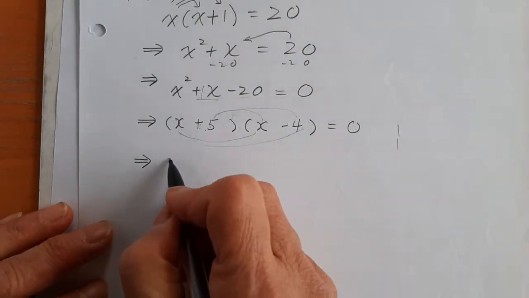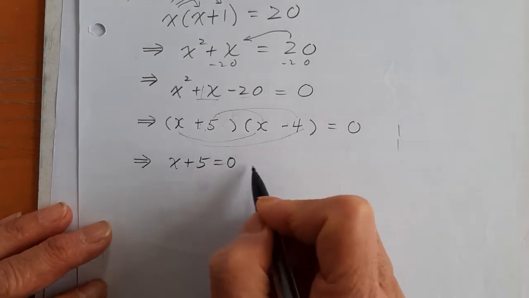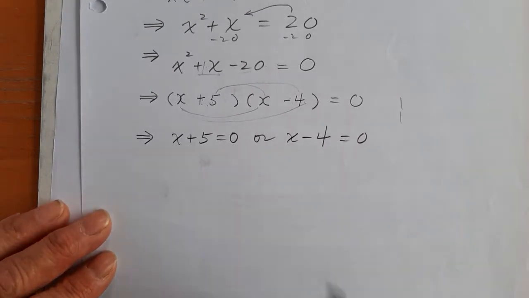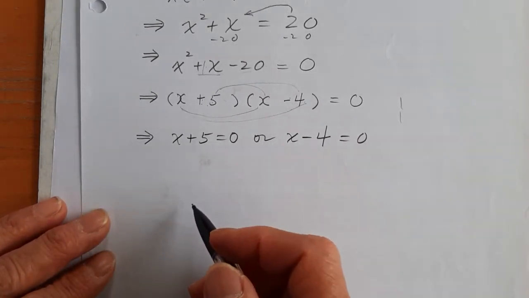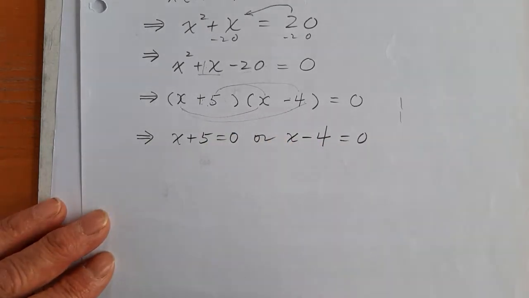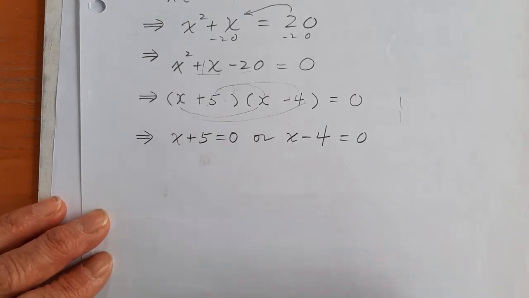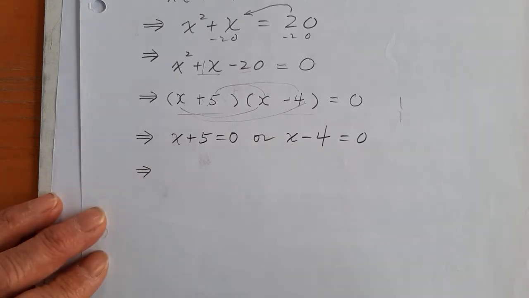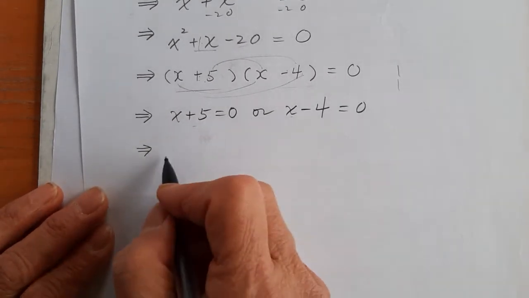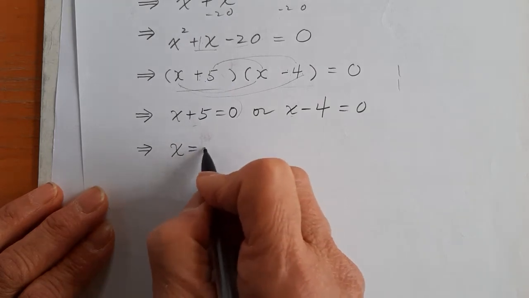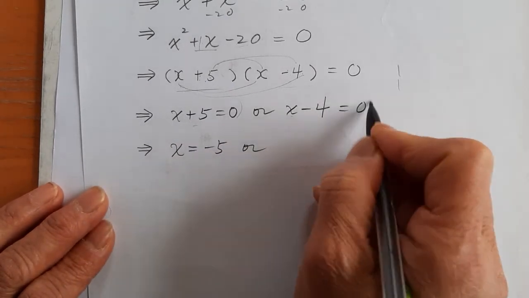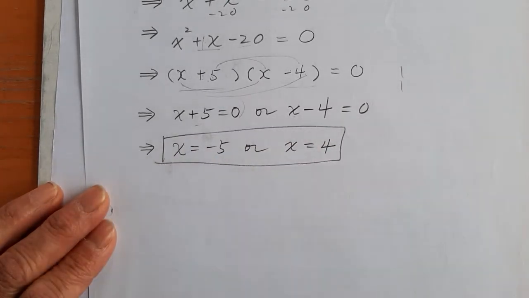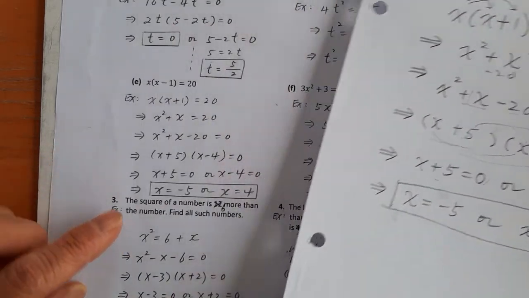So either the first factor x plus 5 equals 0, or the second factor x minus 4 equals 0. Must be one of them equals 0 or both equal 0, because if both are non-zero, then multiplied together they will not equal 0. So minus 5 both sides, or move over and change the sign: x equals negative 5. Or move 4 over, change the sign, or add 4 both sides. So that's the solution. That's 2e.